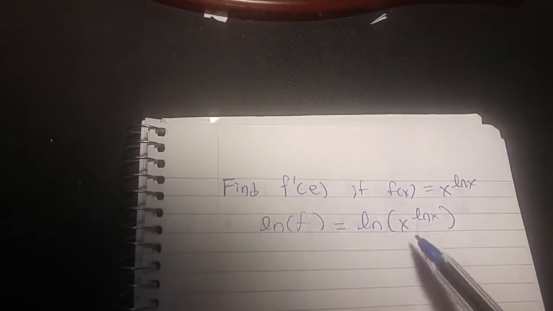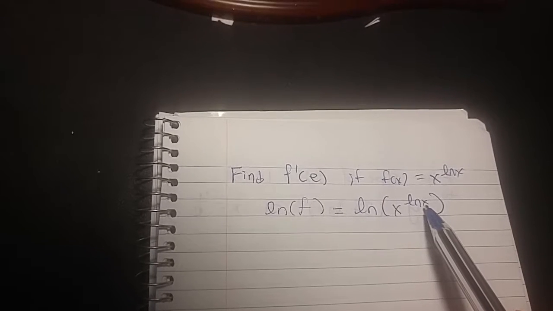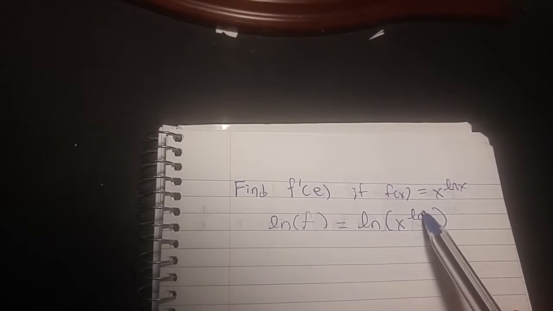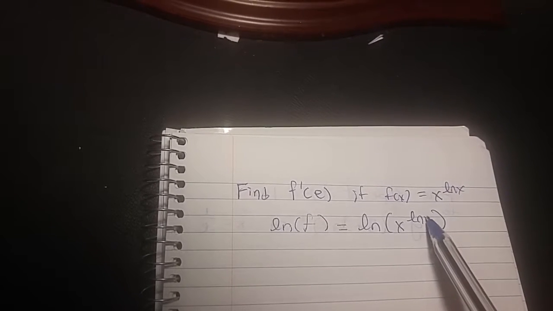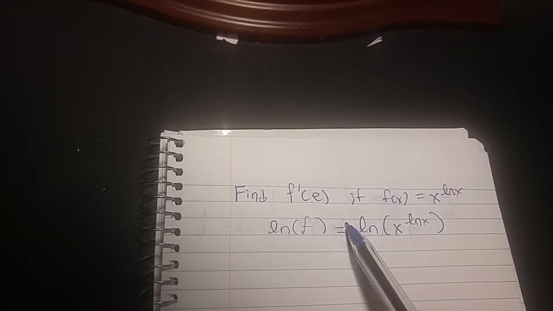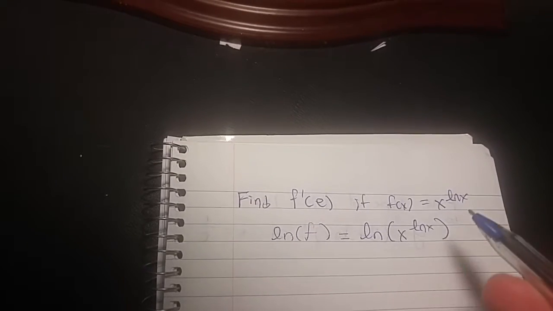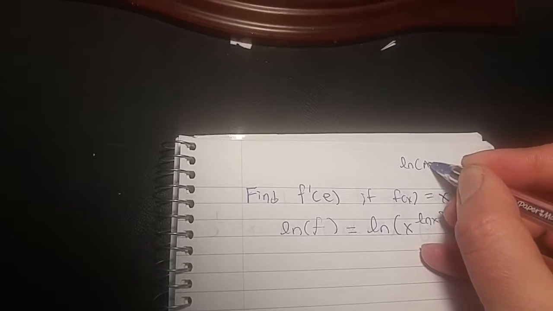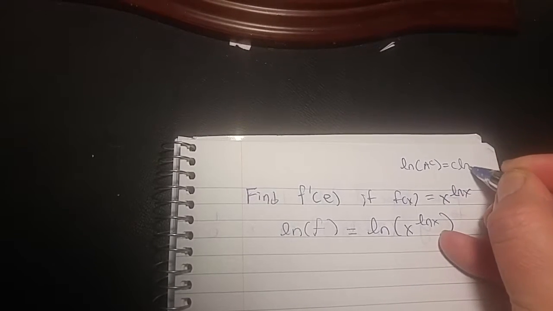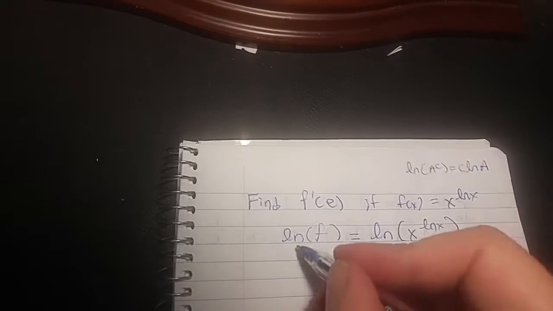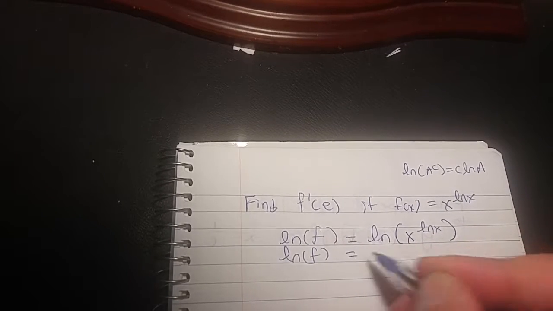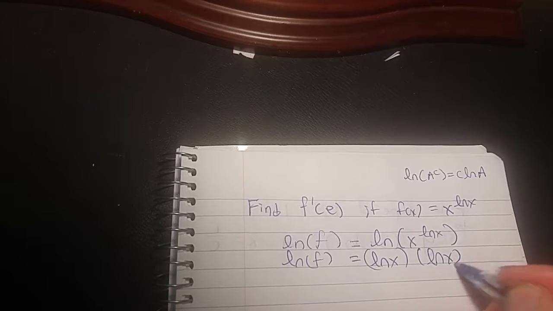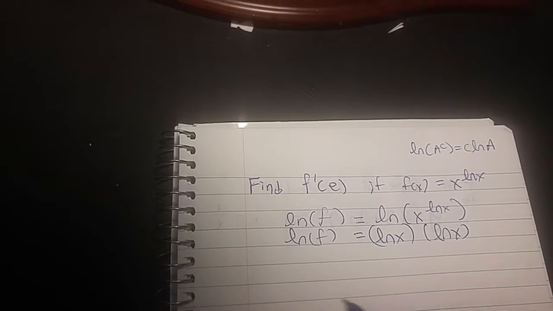One of the log properties we can use allows us to take the ln of x that's in the power and bring it down in front of the log that's outside. Not just because of x, but x to anything: ln of x to the a, we can bring the a down. I'll write it down. The rule here, ln of a to the power of c is c times ln of a. That's the rule that we're using. So ln of f, nothing changes there, equals ln of x multiplied by ln of x. Looks weird, we'll keep going.